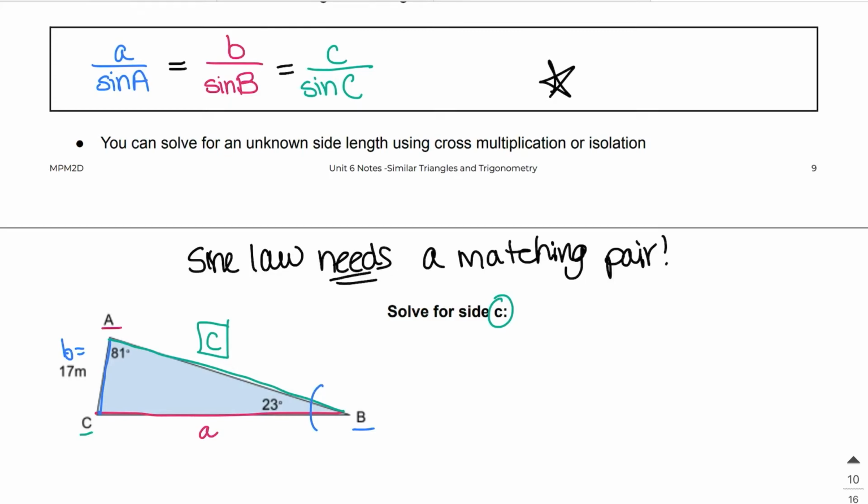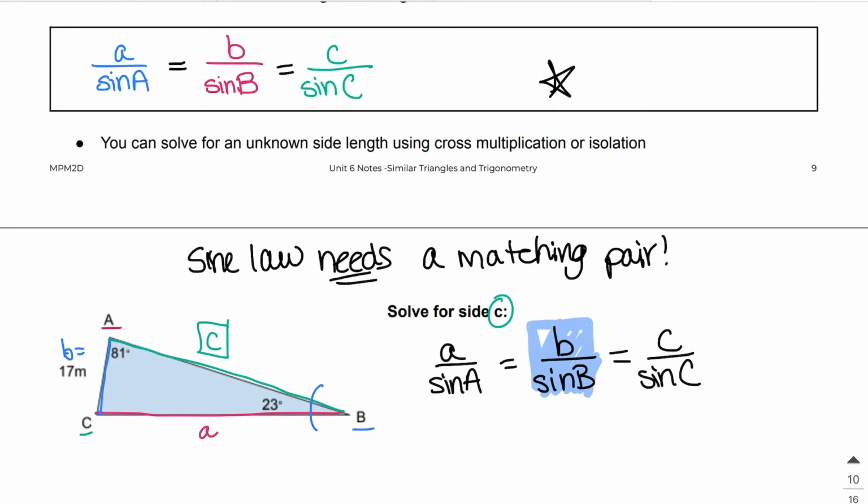So I'm just going to write this out for you really quickly. This is going to be a over sine of A equals b over sine of B, which is equal to c over sine of C. I know this pair right here: I know little b and I know sine of B. So this is some information that I do know. I'm going to use this in my ratio, or in my proportion, I should say. And I'm trying to find c. Because I'm trying to find c, I'm also going to want to use this.